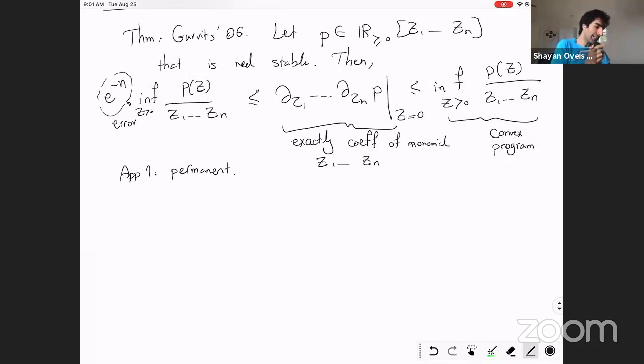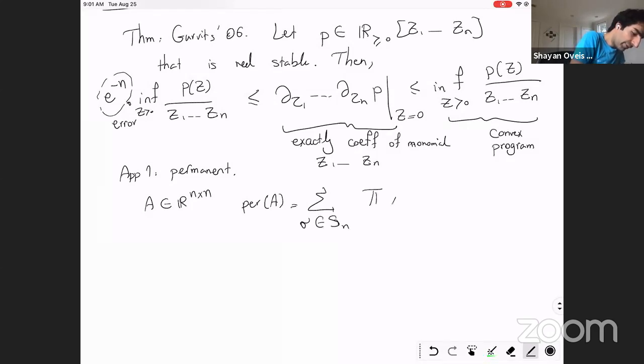Let me remind you, if you don't know the definition of a permanent, let's say you have an n by n matrix A. The permanent of A is defined as follows: the sum over all permutations sigma of the product of A_{i,sigma(i)}. It's a product along all the diagonals you can get from a matrix A. Another way to think about it is that if matrix A comes from a weighted bipartite graph, the permanent is the summation of the weights of all perfect matchings in that graph.